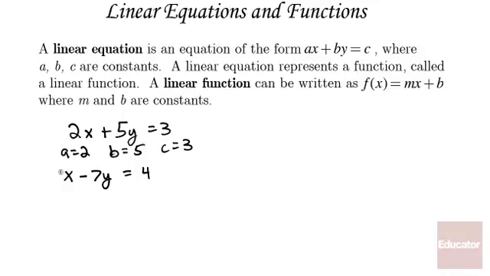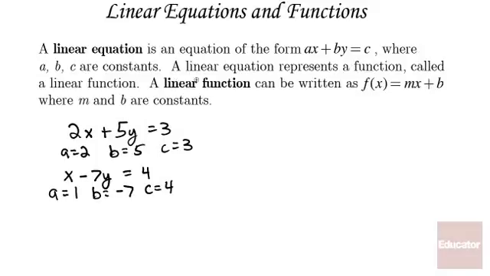Here, even though it's not written, there actually is a 1 in front of the x. Just by convention, we don't write it out when the coefficient is 1. So a equals 1, b equals negative 7, and c equals 4. We'll talk a little bit more about what this form is.